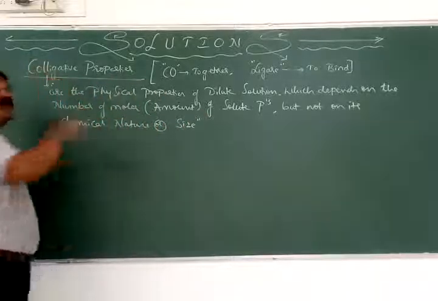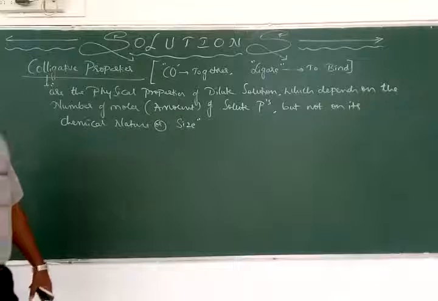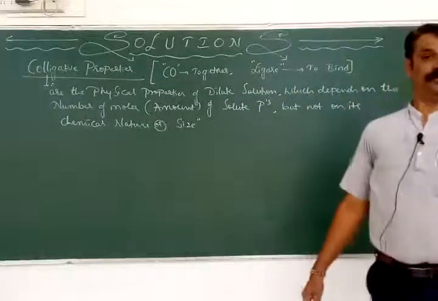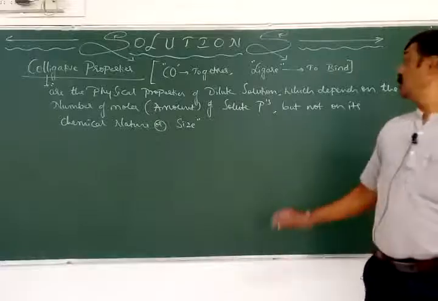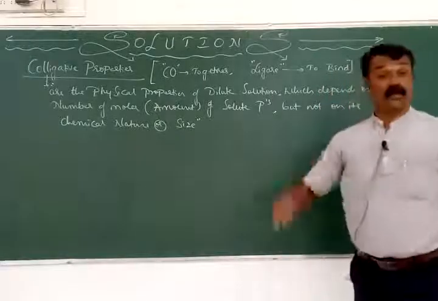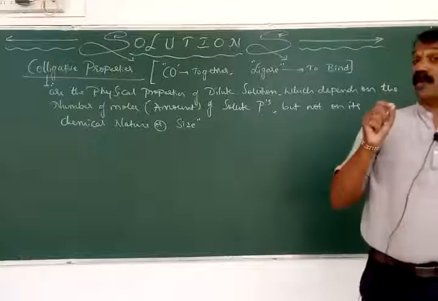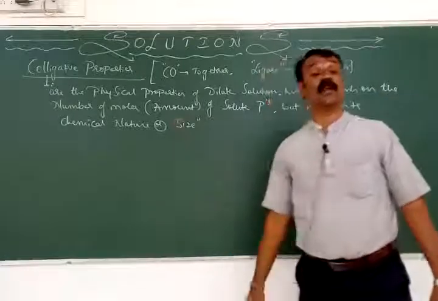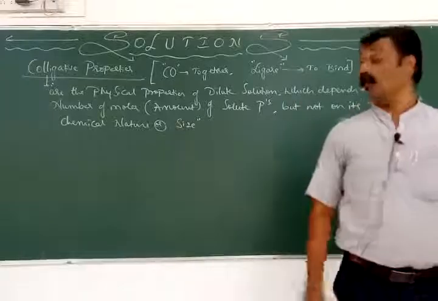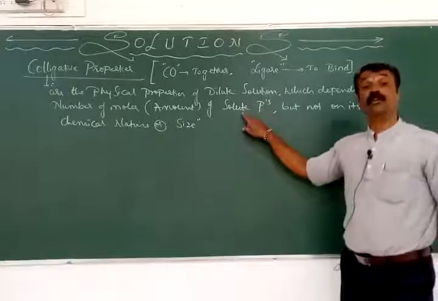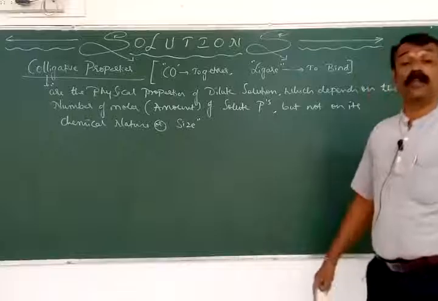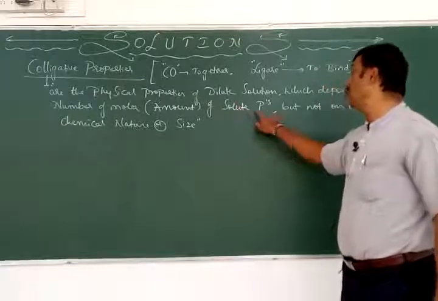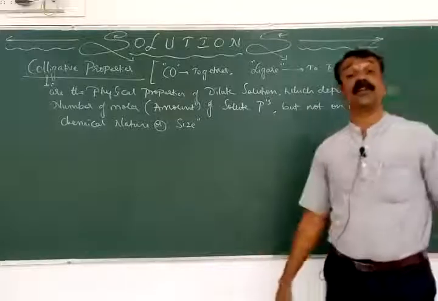So this is the definition related to which property? Colligative property. They are strictly the physical properties of the dilute solution, which depend only upon the number of moles. The number of moles is indirectly called the amount of the solute particles, but not on its chemical nature, or it may be the size.